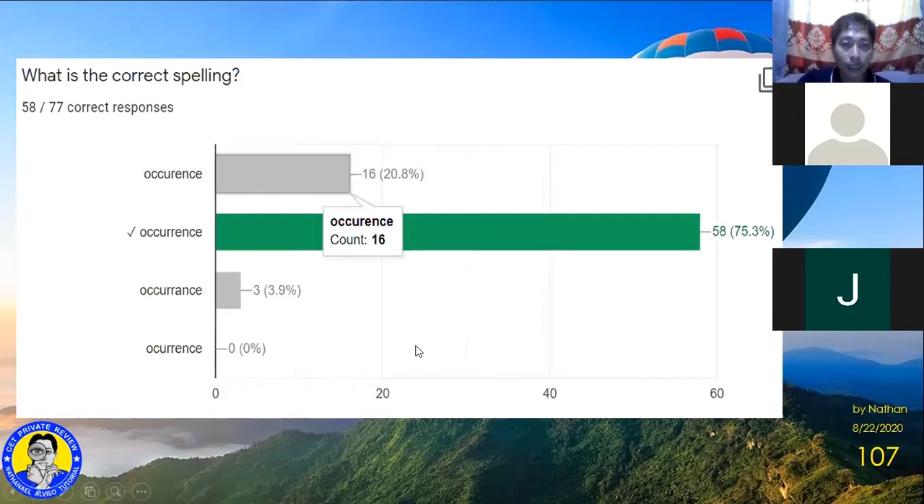Right? What is the correct spelling? Occurrence. So 16 of you answered this incorrectly, but 75% or 58 got it correctly. Occurrence. For words such as this, I have the double. Okay, occurrence, double C, double R. Something like that. Accommodation, double C, double M.